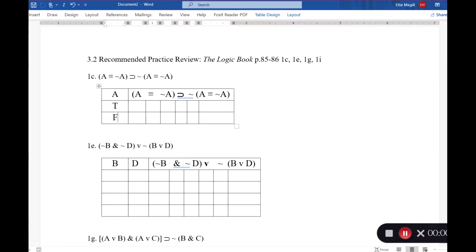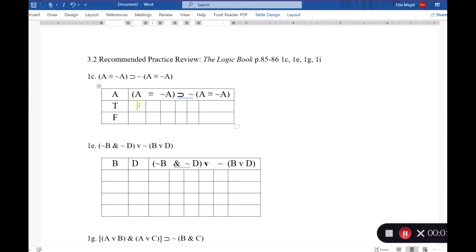So now we need to start filling in this table. As you can see, I made this second part over here just one column. And that's because it's the same as our antecedent, right? We have our antecedent, our horseshoe, and then the consequent is the negation of the antecedent. So we'll do the antecedent, then we'll fill that in, and then we'll do the negation so that we know what our consequent truth value is. So let's start by filling these in.